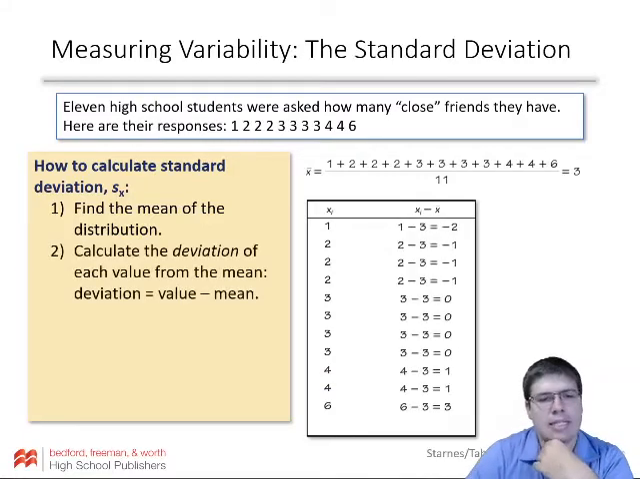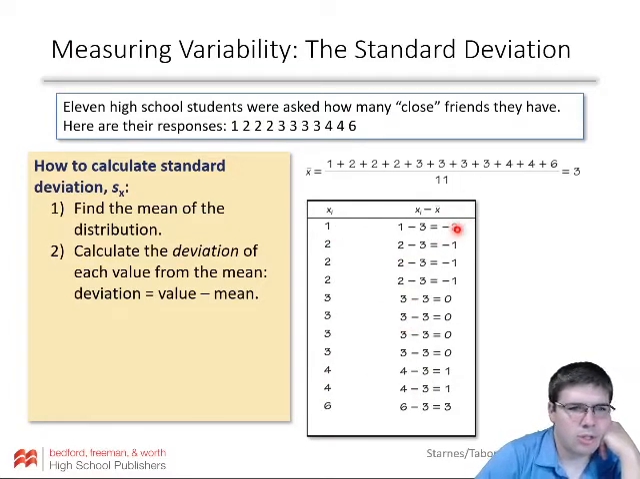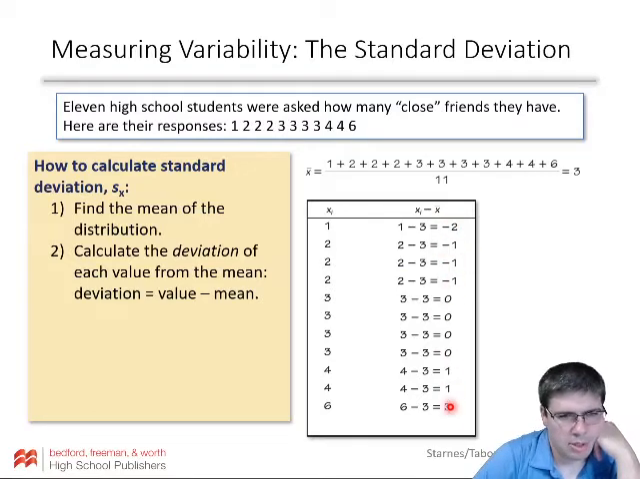The next step is to subtract each data value. So we need to do basically 1 minus 3, 2 minus 3. And you see that's what they're doing here. They're taking each of these data values and subtracting 3. So the first data value is 2 below average. The next one is 1 below, 1 below, 1 below, all the way up to 3 above.